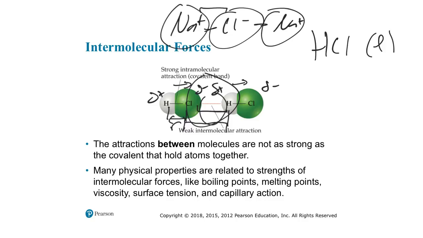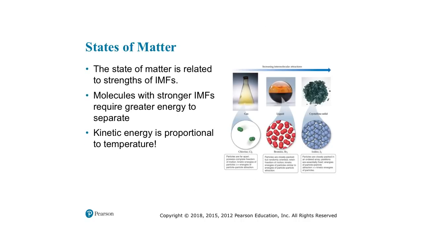Now, this is a good reason why the boiling point of something like HCl is well below room temperature, whereas the melting point and boiling point of an ionic compound like NaCl is much higher than room temperature. So many physical properties like boiling point, melting point, viscosity, surface tension, capillary action, we'll define some of these as we go throughout this chapter, but all of these properties have a fundamental connection to the strengths of intermolecular attraction. So the states of matter, whether a substance exists at room temperature as a gas, a liquid, or a solid, has a lot to do with the strengths of intermolecular attraction.